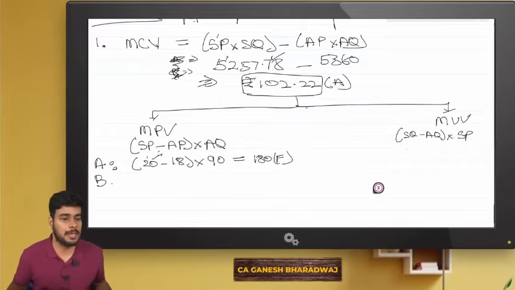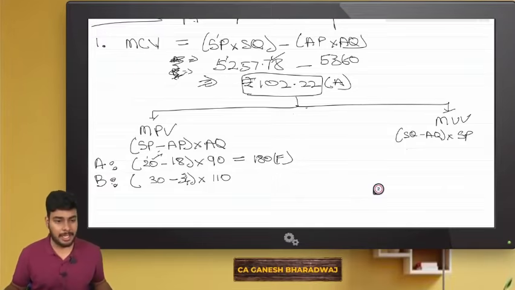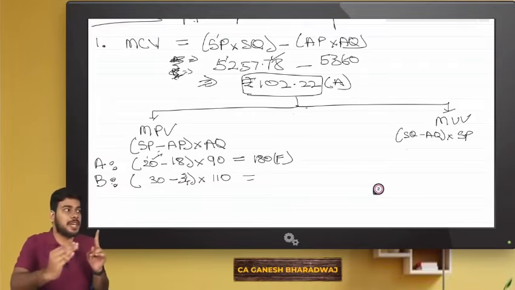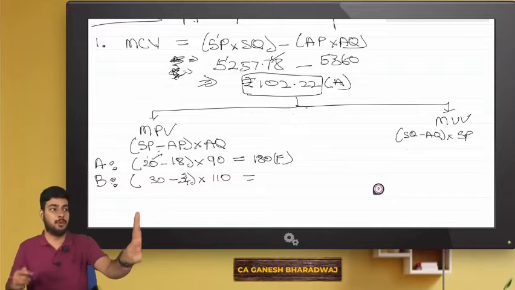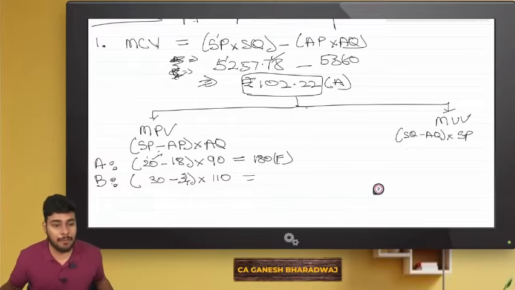Then for B, what's the standard price? It's 30 minus actual price, how much is that? 34, into actual quantity, 110. Correct or not? You were supposed to pay only 30 rupees, but for every kg of raw material you purchased, you paid 4 rupees more. How many kgs did you purchase? 110. So it's 440 adverse.